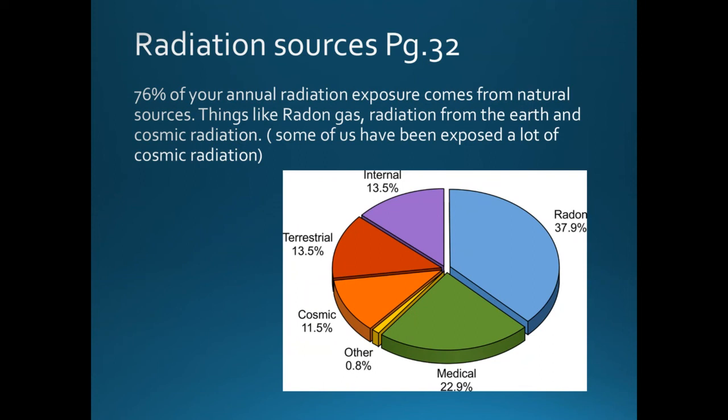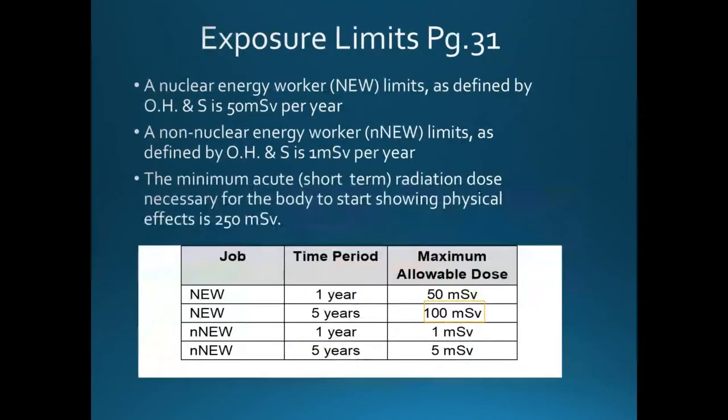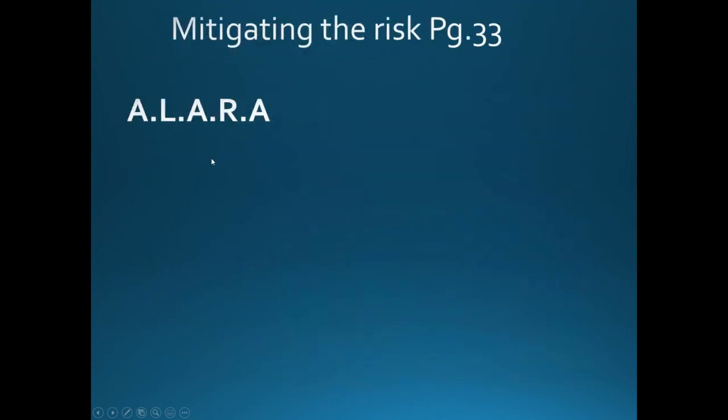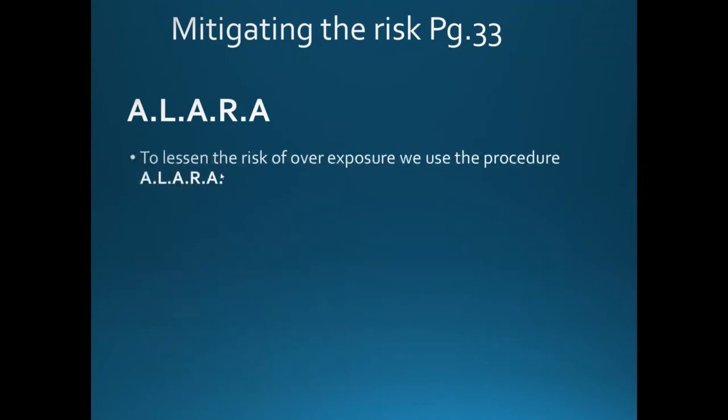And I don't exactly remember the total number off the top of my head, but it was somewhere in the neighborhood of 100,000 millisieverts. So scary as it may be, we are exposed to a lot more radiation than we think we are. But we don't want to be. So how do we deal with that? We mitigate the risk. And the catchphrase for mitigating the risk is called ALARA. And it stands for as low as reasonably achievable. So as low as reasonably achievable, we'll do what we can to mitigate this risk.